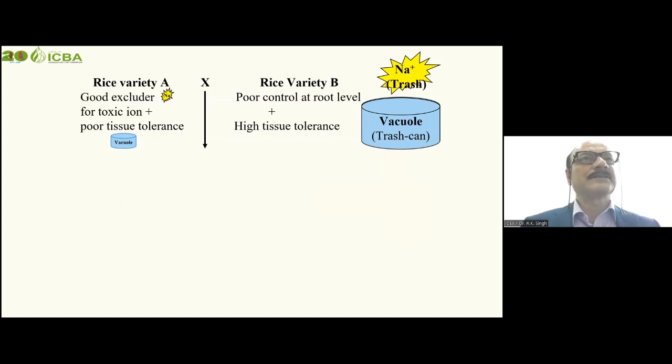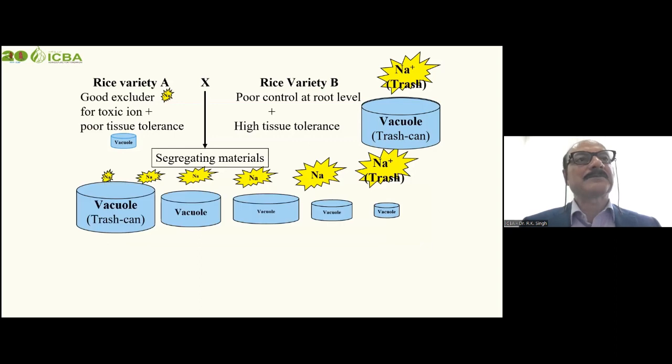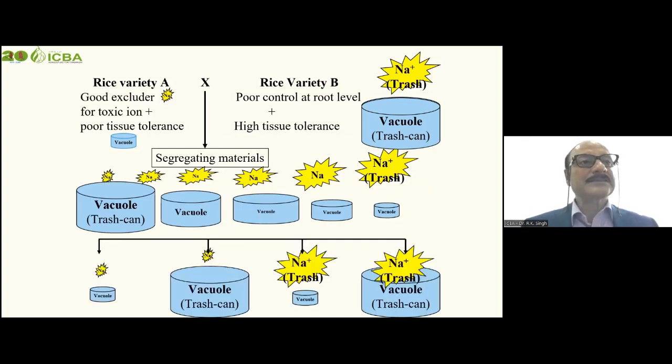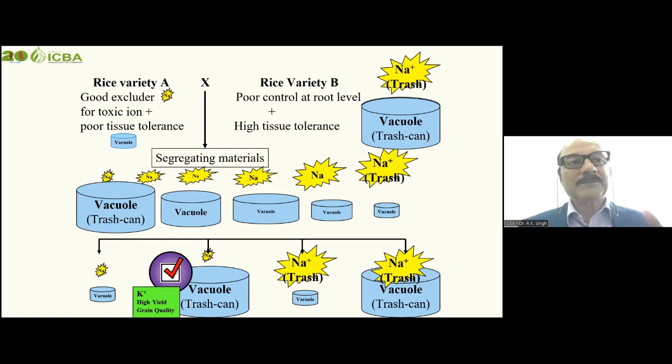So if we cross two varieties, one which is a good excluder but has poor tissue tolerance, and another which is not a good excluder but has high tissue tolerance, can we combine these together? Then we get segregating material, which may have different types of combinations. In these combinations, if we have those which are good excluders, with higher K uptake, and a bigger vacuole that can accommodate more salt, those types of genotypes are better. So this is the main thing: how we can find out the best one.